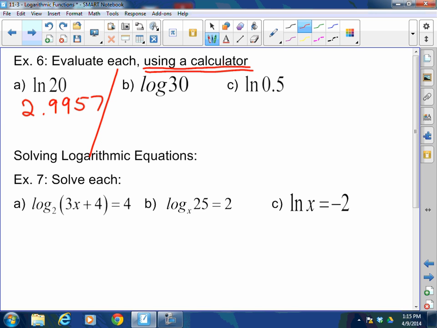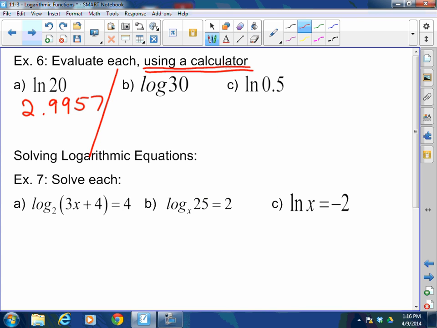It's just ln times 20. Literally plug in what's there on the board. Can you do it if I have it like this? No. There's another way to do it. It's called a change of base formula, but I'll show that to you tomorrow.